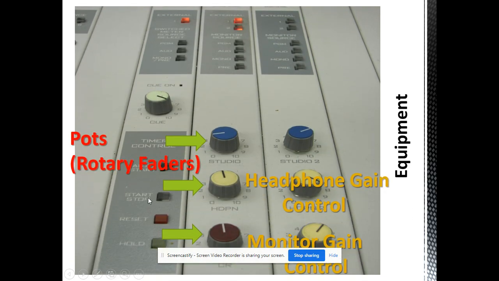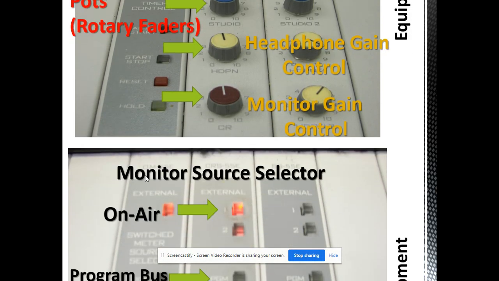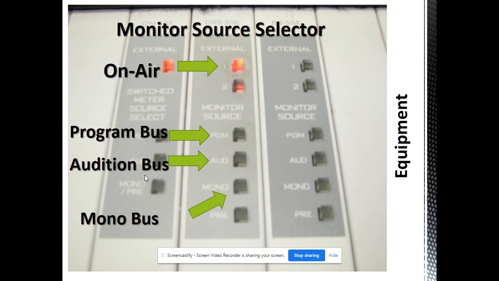You've got your rotary fader pots, which are not linear. Linear goes up and down, and rotary goes round and round. It's very easy for you to remember. They control the volume. And then you have your monitor source selectors.